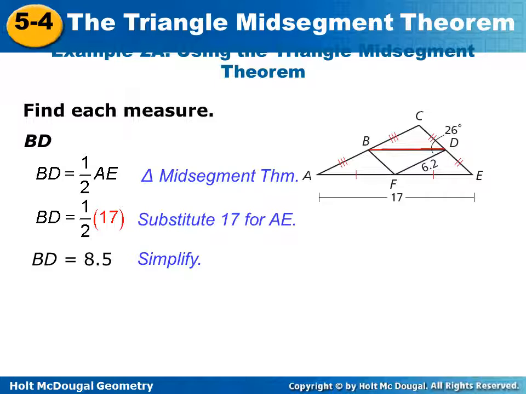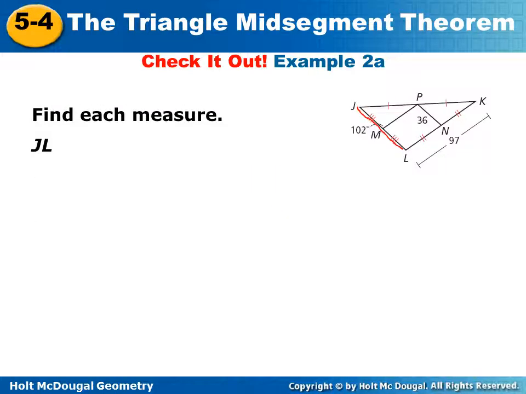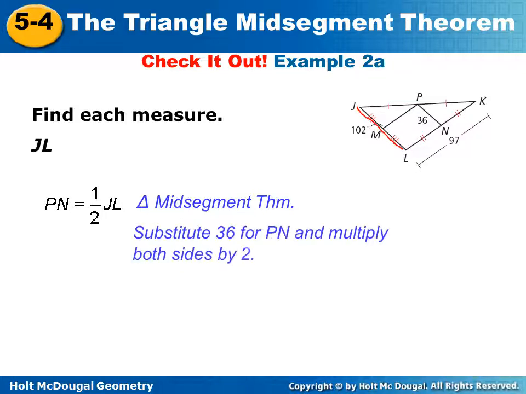That's the midsegment. Here we want to find the measure of JL, and we know the midsegment. PN is the midsegment. So if PN is the midsegment, and it is equal to 36, we multiply both sides by 2, and 2 times 36 is 72. So JL is 72 because it is twice the midsegment.